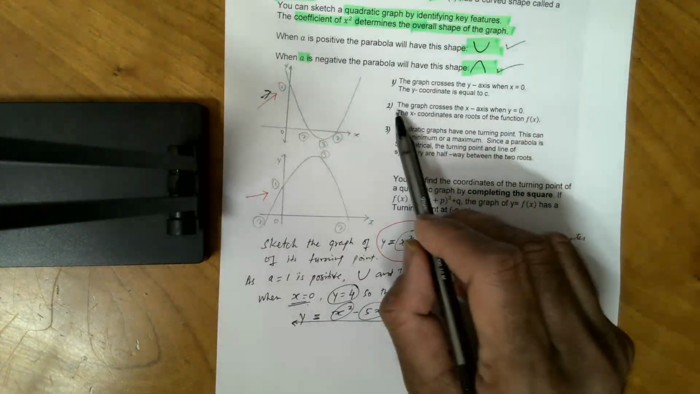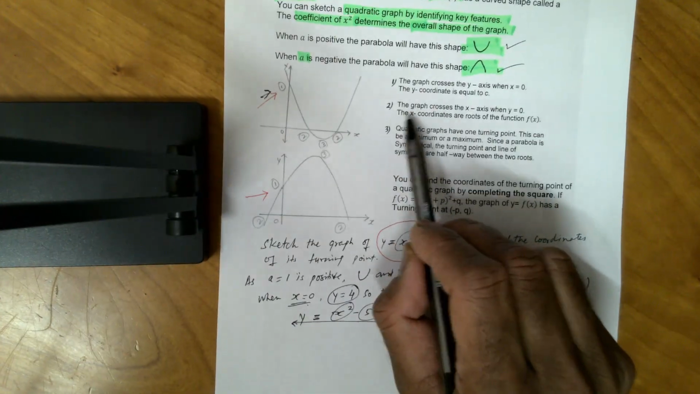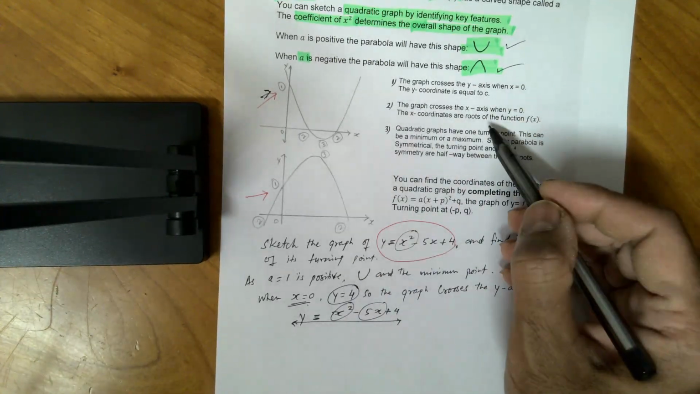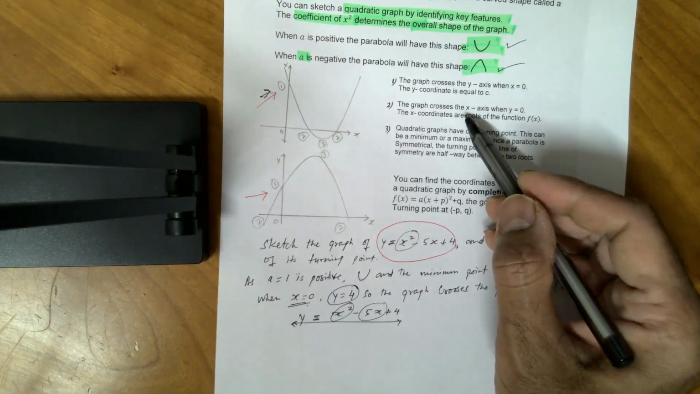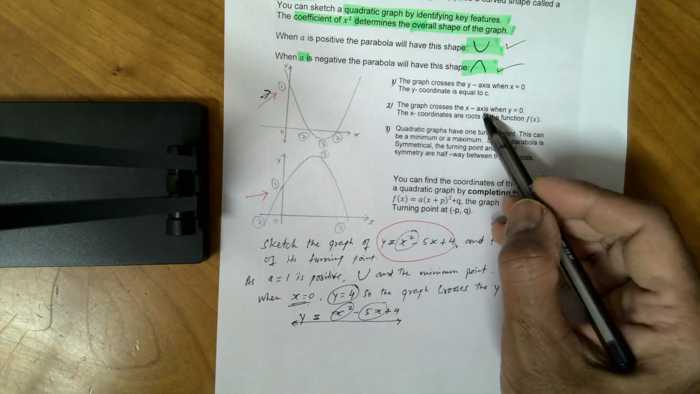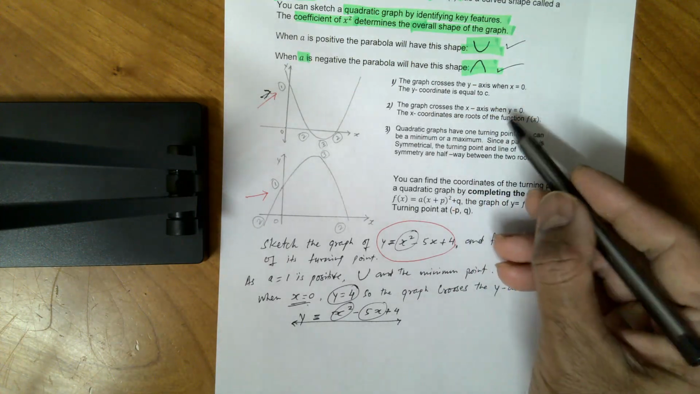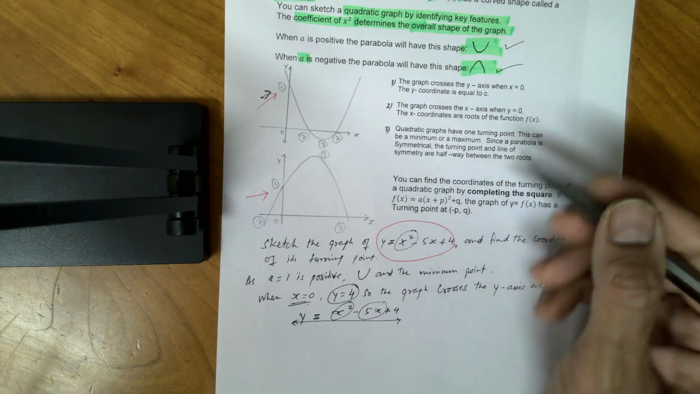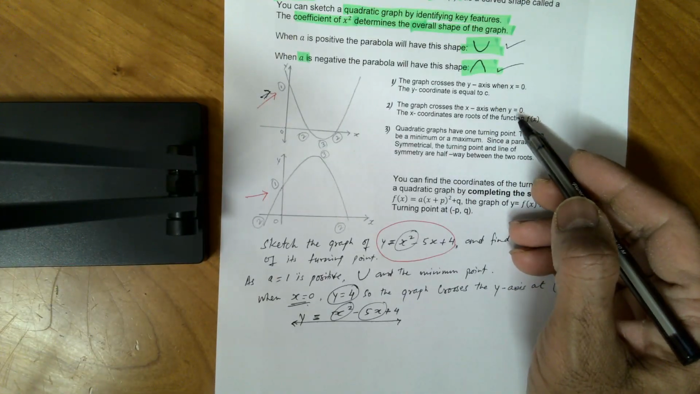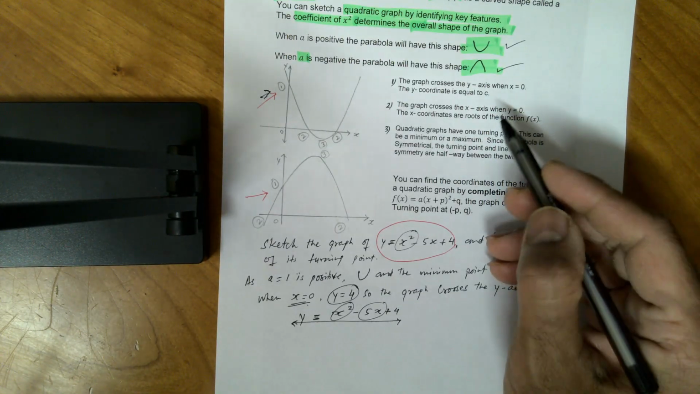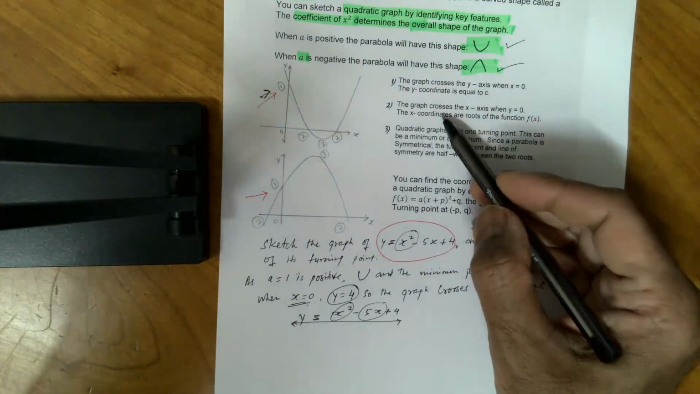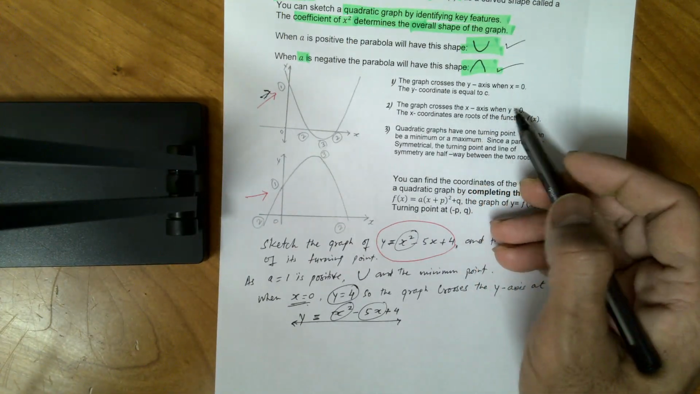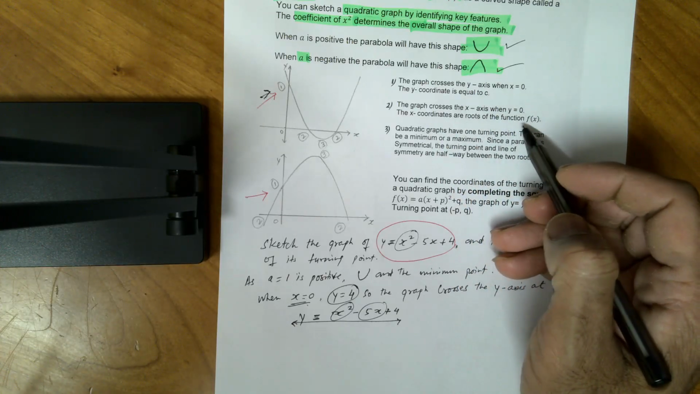Now, the second key here: the graph crosses the y-axis. The graph crosses the x-axis when y is equal to 0. So what do we have to do now? In this equation, we will say y equals 0, and then try to get your x coordinate. And this is where it says the x coordinates are the roots of the function f(x).